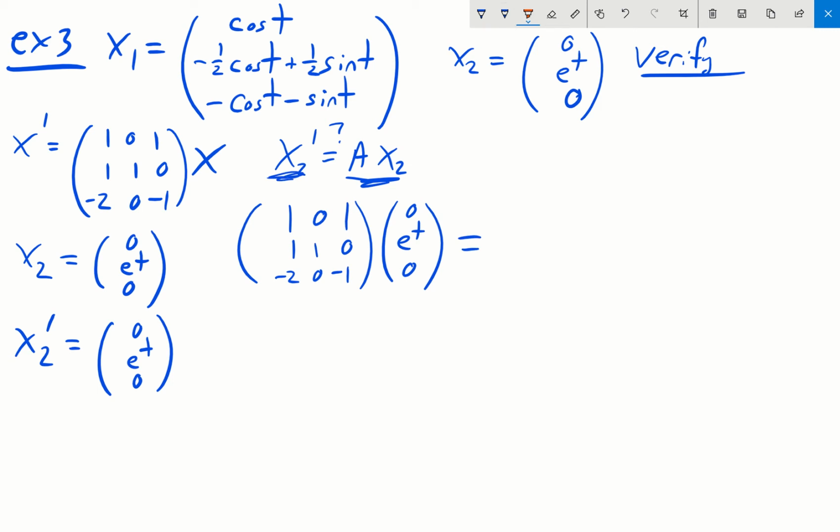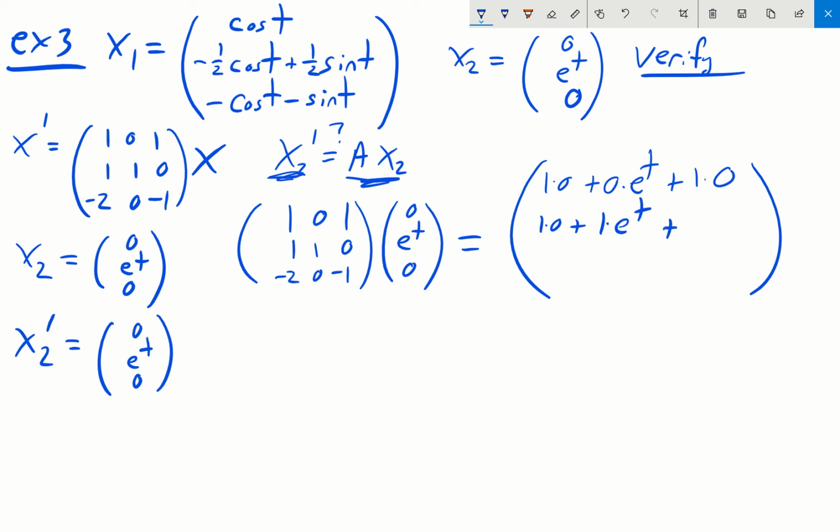So to start, this is a 3x3 matrix times our 3x1 matrix. We begin by taking the first row times the first column. So it's going to be 1 times 0 plus 0 times e to the t plus 1 times 0. That was our first row times our column, which produces the first row of our solution matrix. We're now going to take the second row times this column. That's going to give us 1 times 0 plus 1 times e to the t plus 0 times 0.